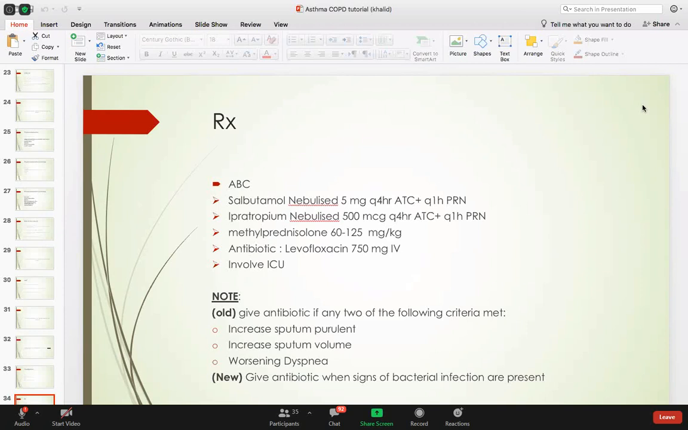The antibiotic role in COPD exacerbation: they used to say give antibiotic if any two of the following criteria are met. Increase in sputum purulence, increase in sputum volume, worsening dyspnea. This patient has, I think, increased sputum purulence as well as the dyspnea. But now they are saying give antibiotic when there is a sign of bacterial infection. So it's a more simplified rule.